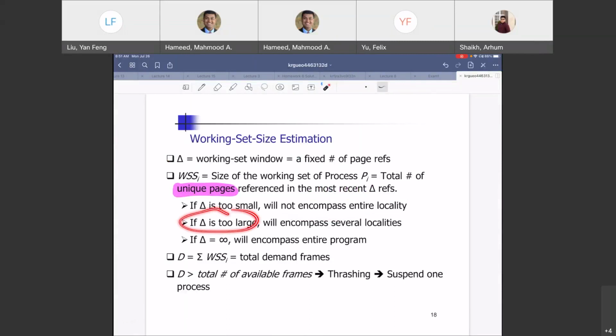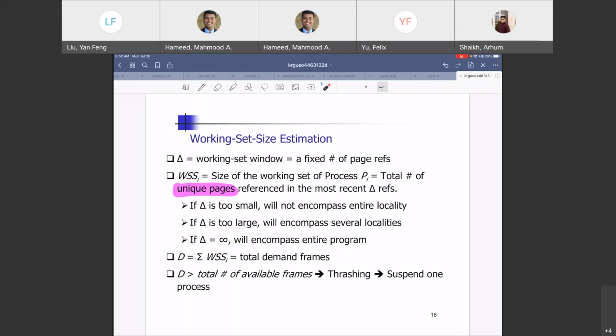Now, if delta is too large, then you are encompassing the total program, right? So if it's too big, then you are taking care of this locality here, all of it. So the entire program is there, which means what? Degree of multiprogramming is going to be low. You have nothing left for others to work on if you based your frames on delta. If delta is infinity, that is, the entire program is there, right? You're looking at the entire program.